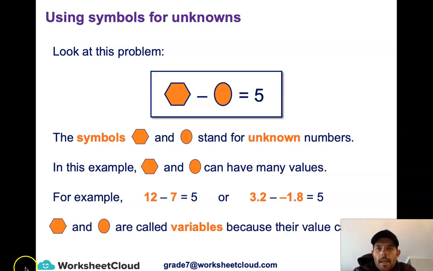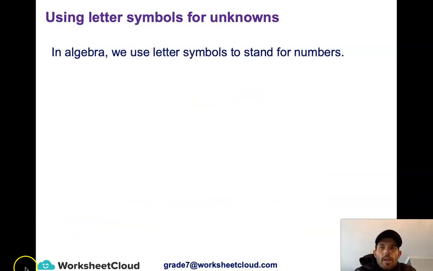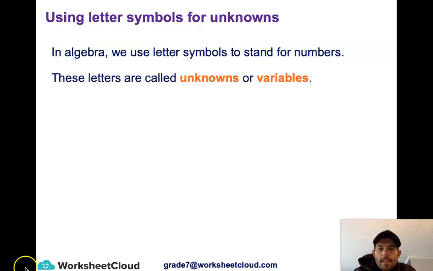The bottom line here is that the hexagon and the oval are called variables, okay, because their value can vary, all right? So that's just a little bit of terminology for you to understand, is that symbols in an equation are called variables because their value can vary. So in algebra, we use letter symbols to stand for numbers. So instead of having to draw stars and hexagons and ovals and pentagons, etc., which can be time consuming, we rather just use letters, and these letters are called unknowns or variables.